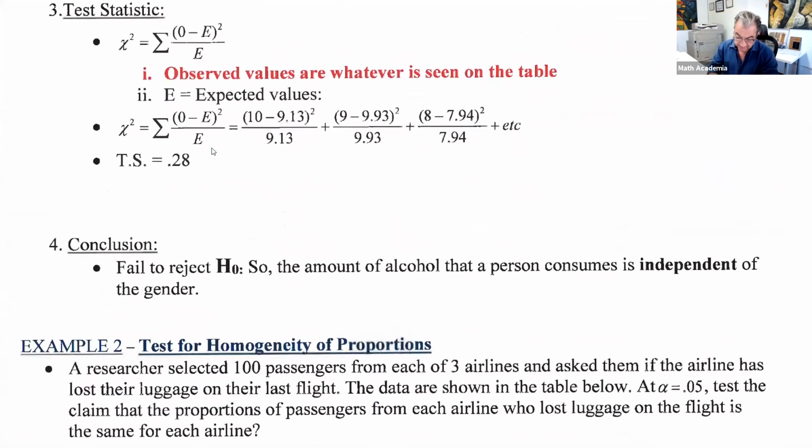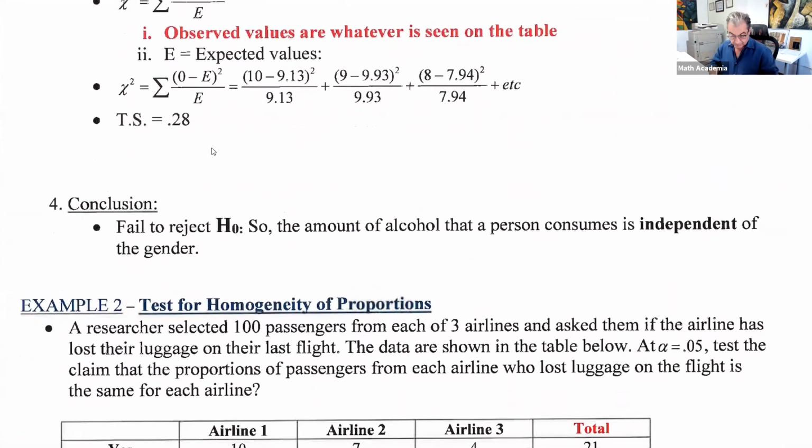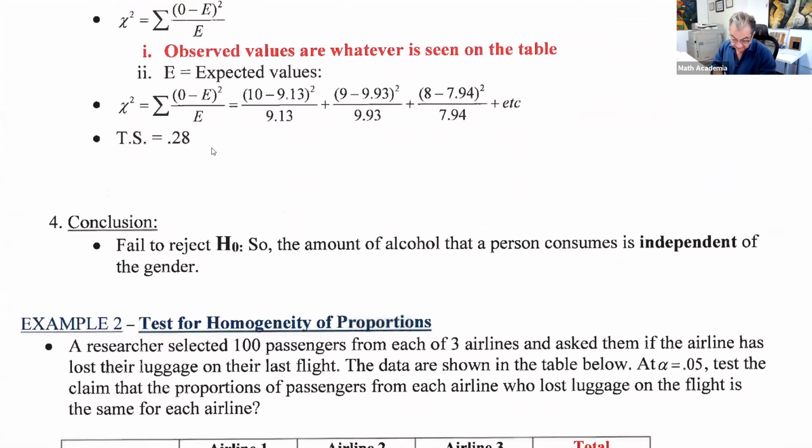Now, the second type of example or the test you can have is the test for homogeneity of proportions. Let's go over this problem. A researcher selected 100 passengers from each of 3 airlines and asked them if the airline had lost their luggage on their last flight. The data are shown in the table below. At the 0.05 level of significance, or alpha equals 0.05, test the claim that the proportions of passengers from each airline who lost their luggage on the last flight is the same for each airline.